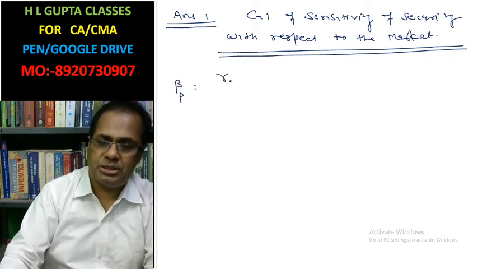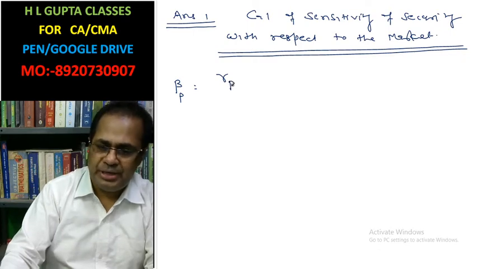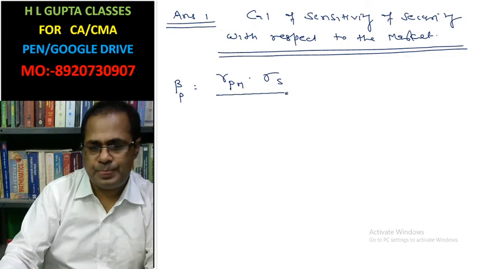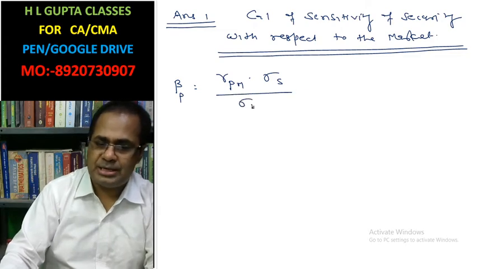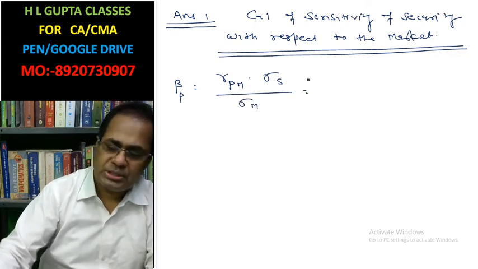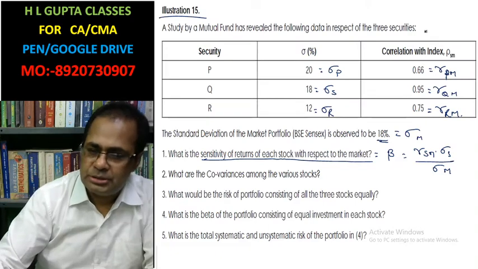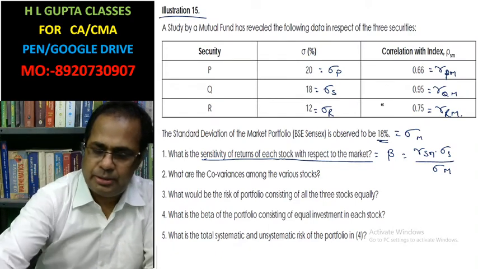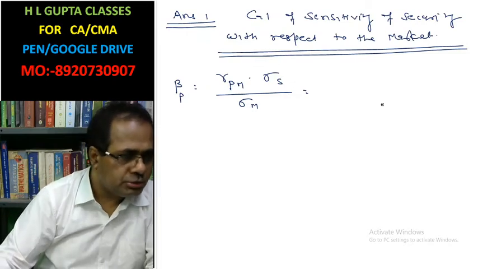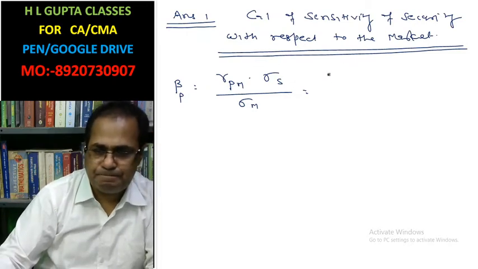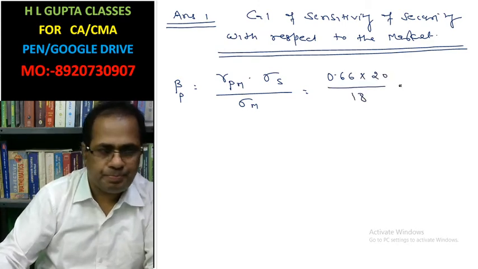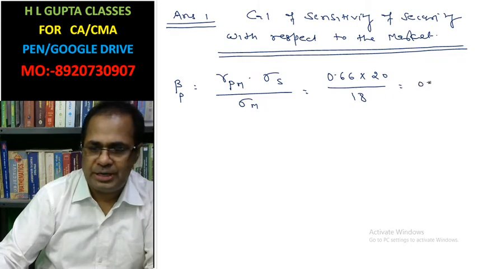Coefficient of correlation of P and market, times the standard deviation of security, divided by the standard deviation of market. What is the coefficient of correlation? This is 0.66, as given. 0.66 times 20 divided by 18, which gives 0.73.